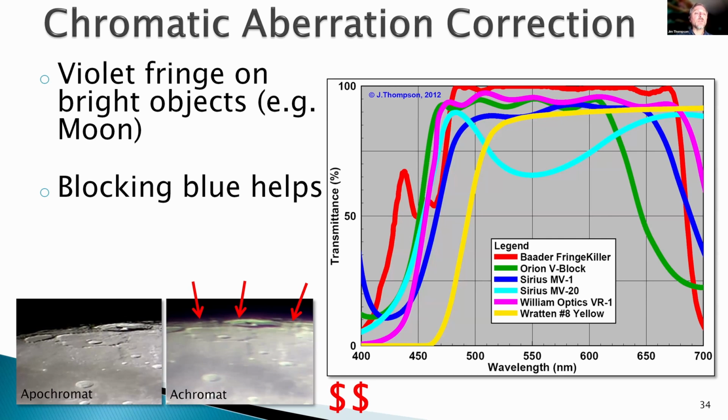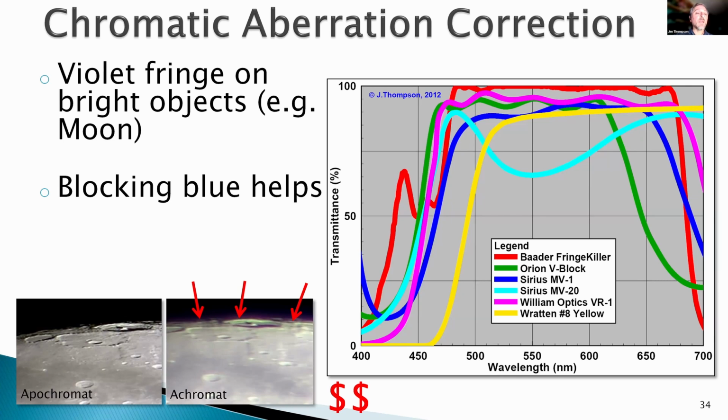I have personally used the Baader fringe killer, that's the red line on the transmittance graph on the right, with my 80mm achromatic refractor, and I can confirm that the filter does what the name suggests. If you are looking for a cheaper solution to chromatic aberration, try using a yellow Wratten number 8 filter. That's the yellow curve on this plot. It should help.